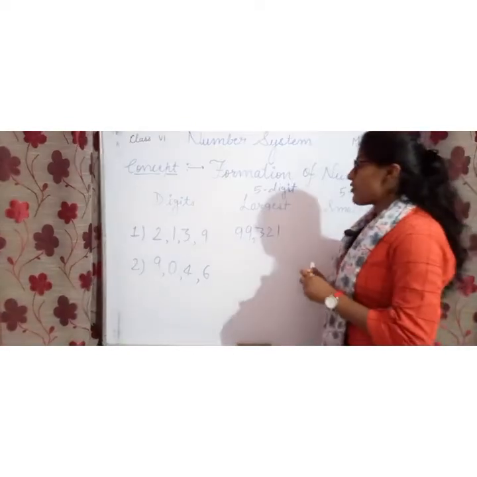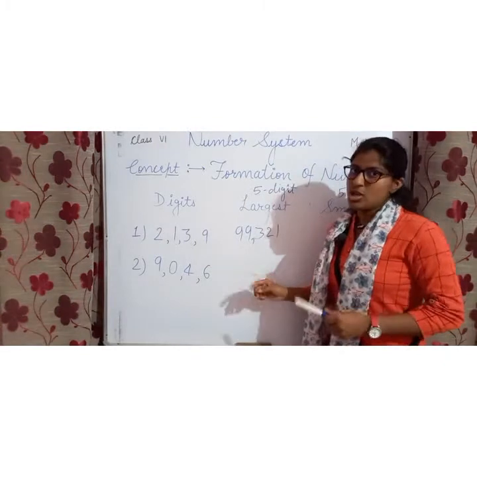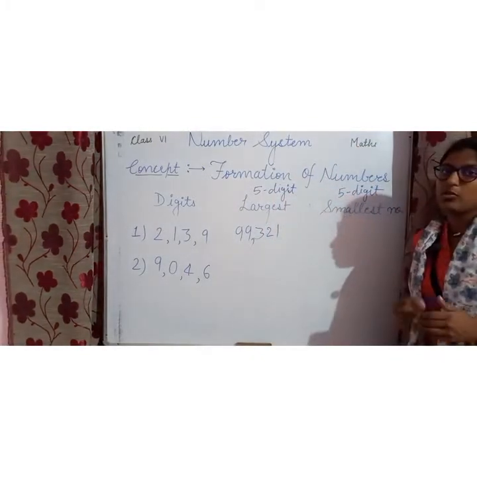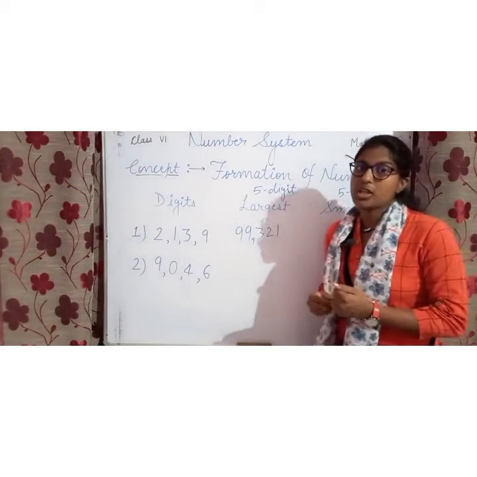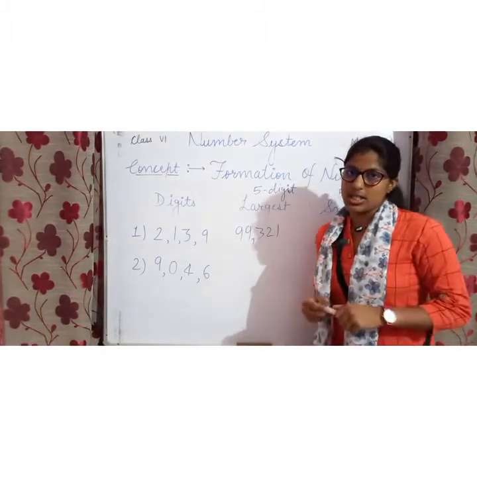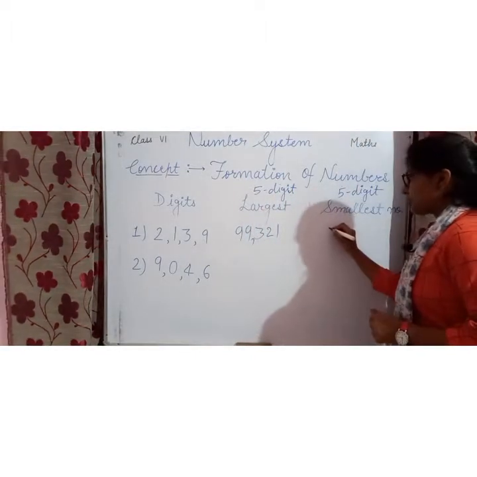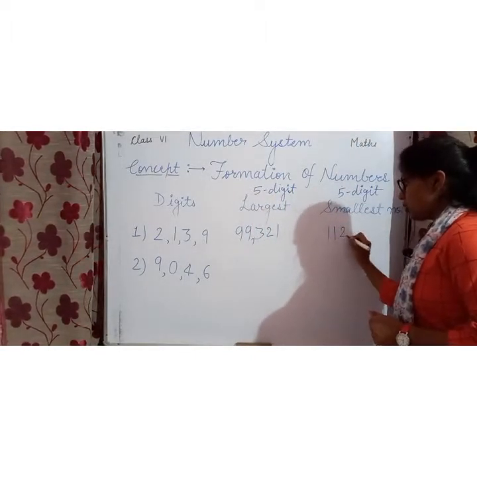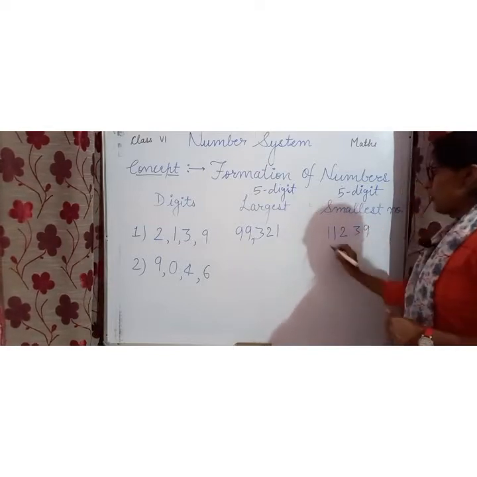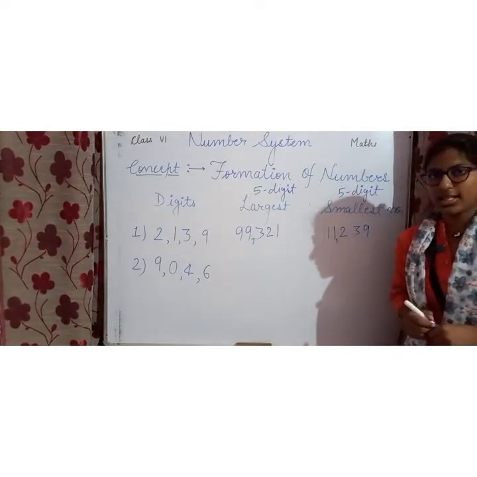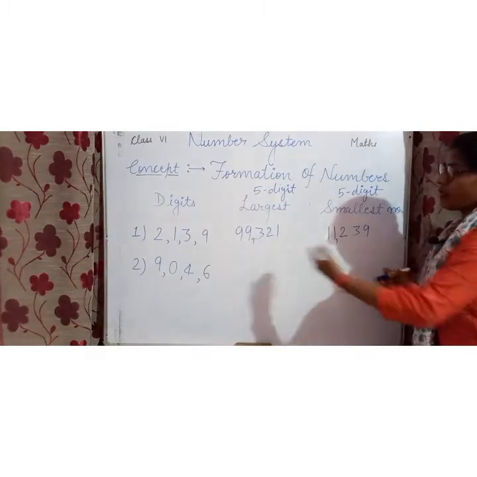Just as in the case of largest, we are repeating the largest digit, so in the same way in the case of the smallest, which digit do we repeat? We repeat the smallest digit. Now you can see here 1, 1, 2, 3, 9. We are repeating the smallest digit. Clear? In this way you can form any kind of number.